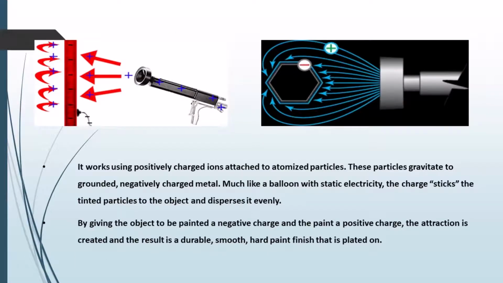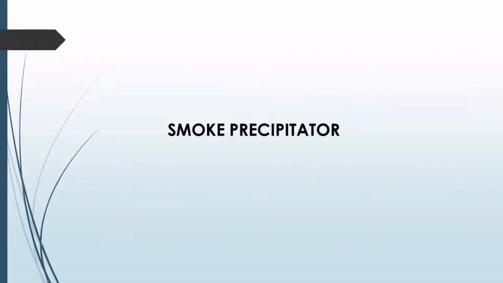It works using positively charged ions attached to atomized particles. These particles gravitate to grounded, negatively charged metal. Much like a balloon with static electricity, the charge sticks the paint particles to the object and disperses it eventually. By giving the object to be painted a negative charge and the paint a positive charge, the attraction is created and the result is a durable, smooth, hard paint finish that is plated on.